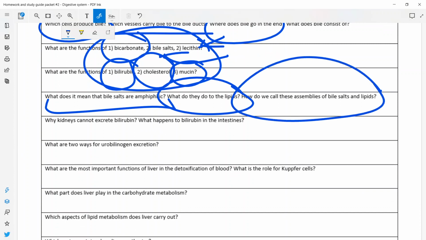Kidneys cannot excrete bilirubin because it cannot pass the membrane, the filtration membrane in the glomerulus. So bilirubin in intestines is converted into urobilinogen, and urobilinogen can be excreted with the urine or with feces.